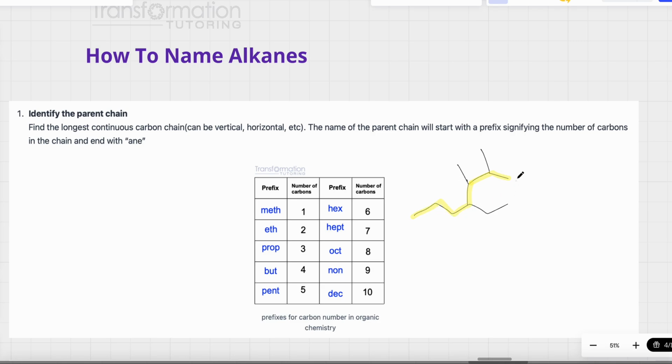Once you have figured out what your longest chain is, you can use a prefix to identify this chain. Here I said that I had 7 carbons. So for 7 carbons, the prefix is hept. Because we're dealing with alkanes, which means we have all single carbon-carbon bonds, we will end in ane. So here, my parent chain would be named heptane. Hept because I have 7 carbons, ane because I'm dealing with an alkane.